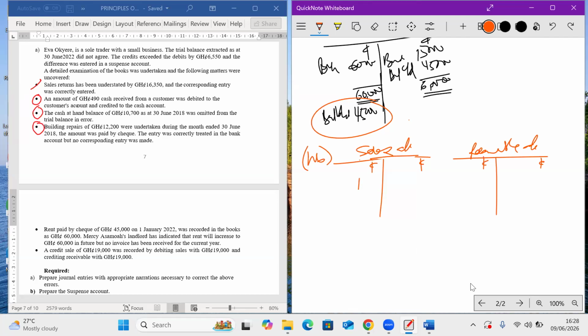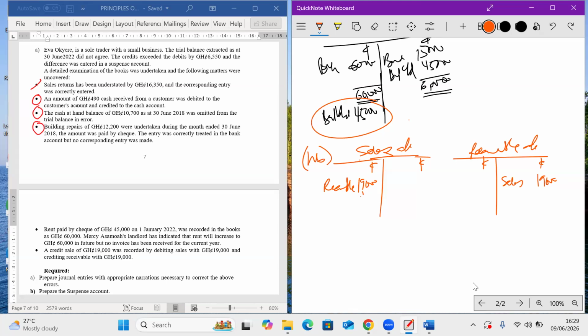So they came to sales and said debit 19,000, and crediting receivable is 19,000. This 19,000 in receivable, which account is it coming from? Sales. Then the sales 19,000, which account is it going to? Receivable. So this is what they've done. He said it was recorded. Record the entries per the transaction. From the last transaction, that's how they recorded it.